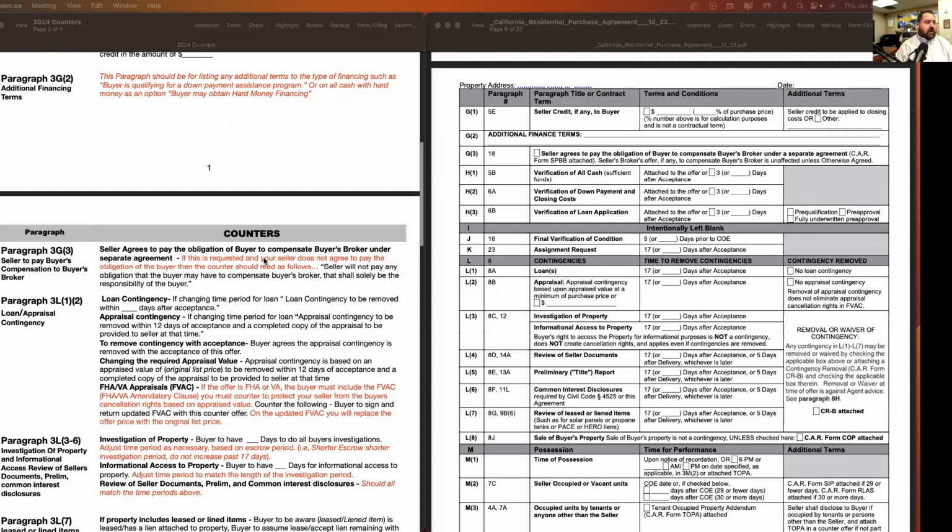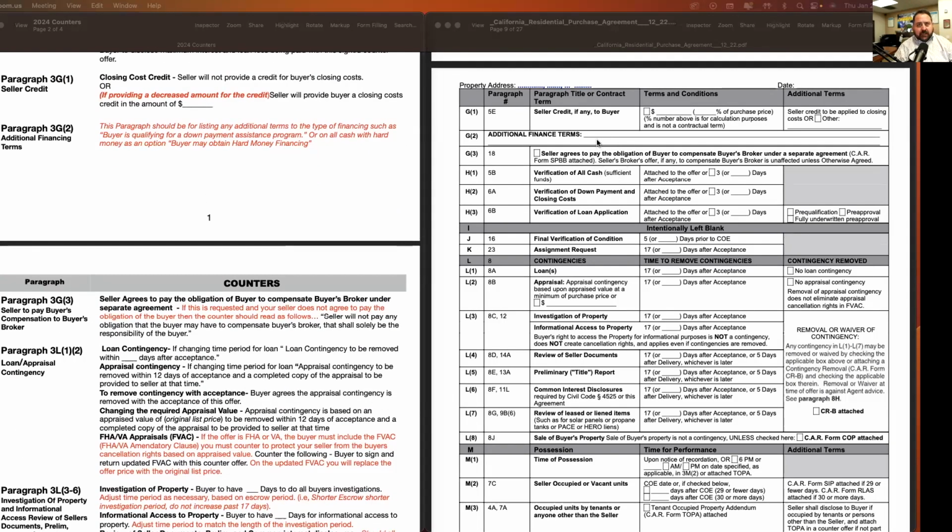Okay. All right. Additional financing terms. We talked about that last week. Should be nothing, but if they're qualifying for some kind of special loan program, right? Down payment assistance, something like that. Or if you've written a cash offer and they want the option to be able to get a hard money loan, then you would write that in there.